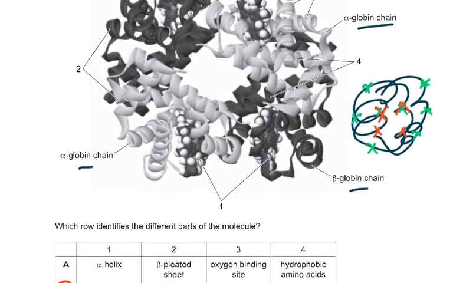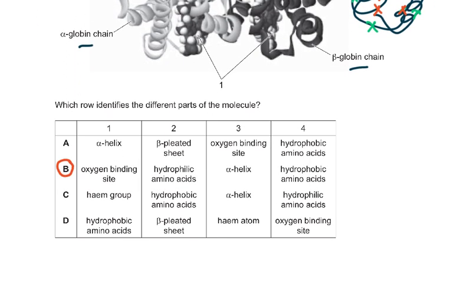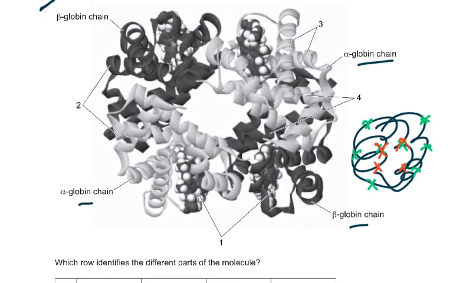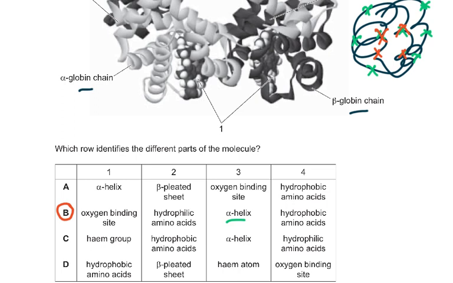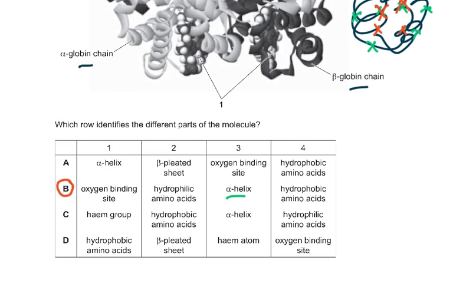Now, if you knew this only, then you could have done this question, which says D is the oxygen binding site, and 2 is the hydrophilic amino acids, and this is the alpha helix. Of course, I would have figured out it was the alpha helix. I would have definitely known that 3 was the alpha helix. So alpha helix, and the alpha helix was only in B and C. So I would have narrowed it down to these two and then thought about the question and then done the question.